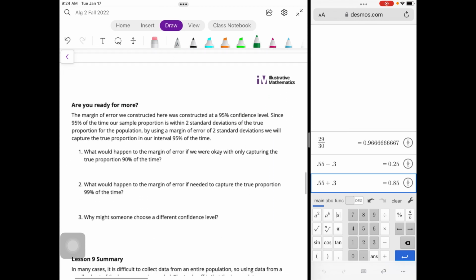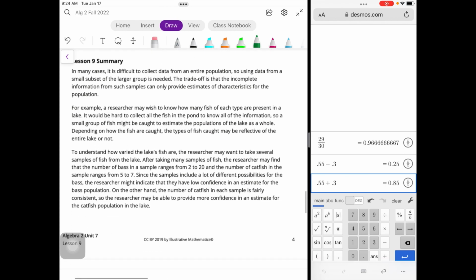And then we're not going to do the are you ready for more, but you can take a look at the summary if you want.